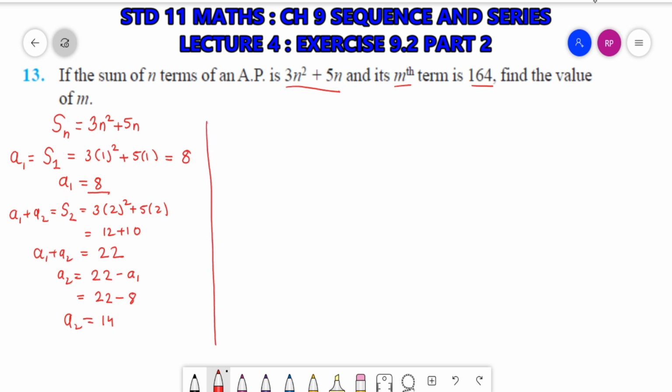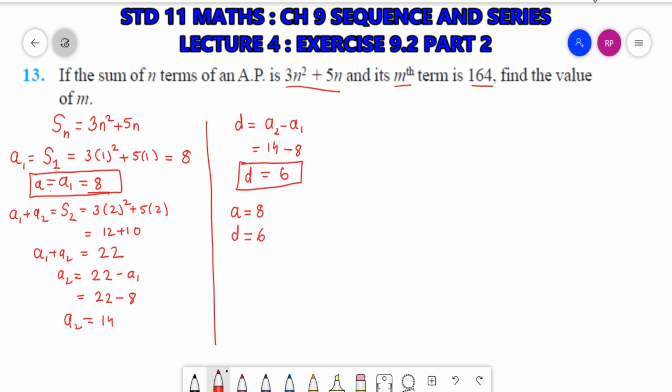Okay, so let's take a, that is the first term. Now the difference is the difference between two consecutive numbers. So let's take a2 minus a1. a2 is 14 and a1 is 8. The difference is equal to 6. So I also got the value of the difference. Okay, let me write down: the first term a equal to 8, the difference d equal to 6.